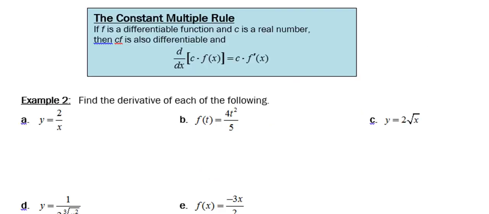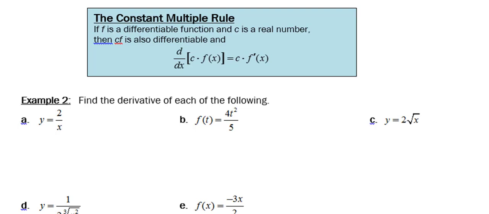All right, how about the constant multiple rule? What happens if there's a constant in front? If we have some function that is c times f of x, bring that constant multiplier out in front and multiply that by the derivative. And what does d over dx mean? You take the derivative, or you can say the derivative of f of x.